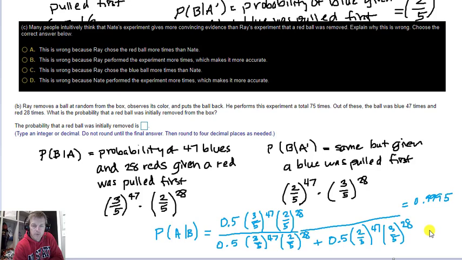But the correct answer is: this is wrong because Ray performed the experiment more times. We got more and more confident the more times Ray did this experiment and pulled the blue ball 47 times and the red 28 times. The number of times that we do the experiment makes us more and more certain that it was probably a red ball that was taken out first. And it's possible that Nate got lucky, if you want to call it luck, that he had pulled the blue ball out 6 times, but you could possibly pull the blue ball out 6 times even if you didn't take any balls out. And so this is kind of a good explanation of Bayes' theorem.